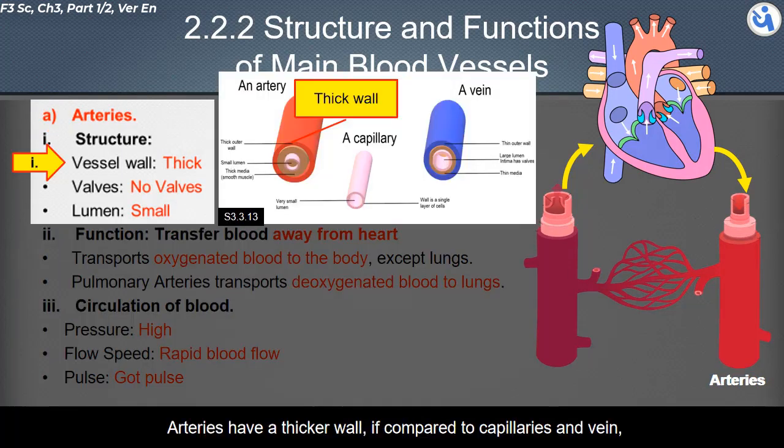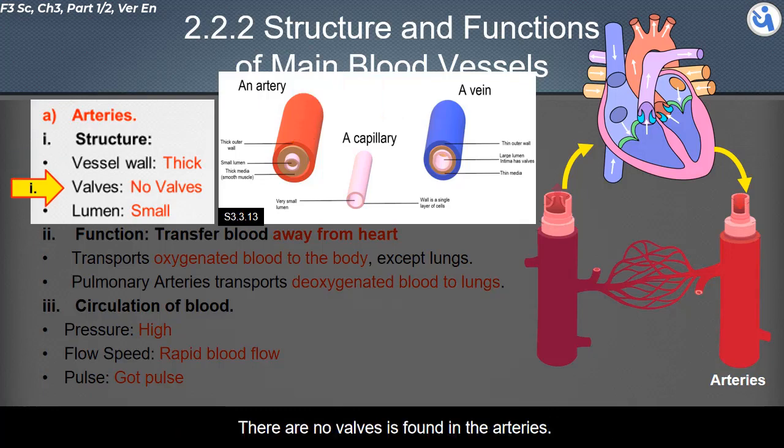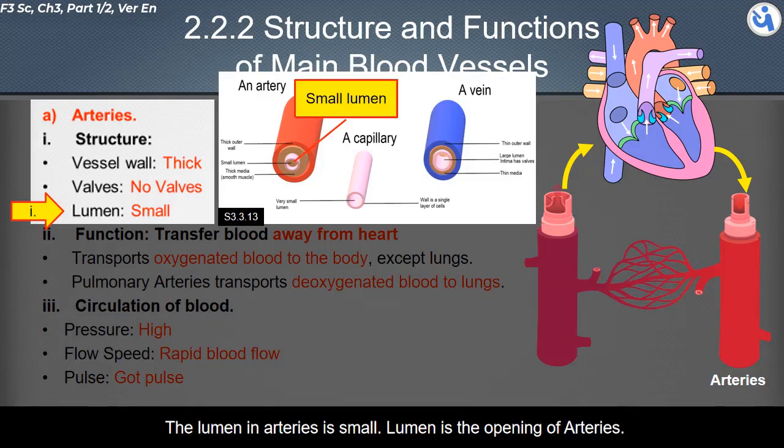Arteries have a thicker wall, compared to capillaries and veins, because they experience a higher blood pressure from the heart. There are no valves found in the arteries. The lumen in arteries is small. Lumen is the opening of arteries.